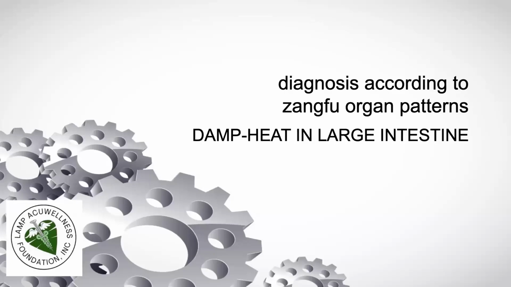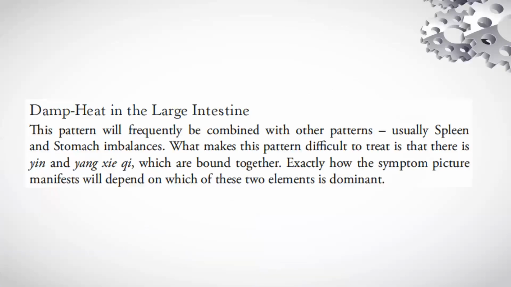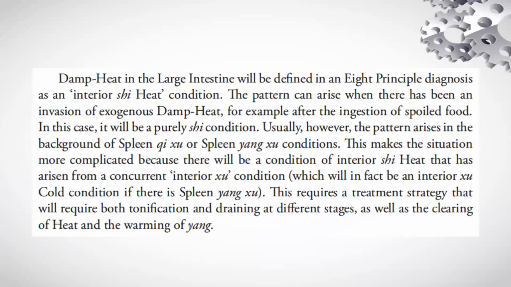We continue with diagnosis according to Zangfu organ patterns. This time we talk about damp heat in the large intestine. This pattern will frequently be combined with other patterns, usually spleen and stomach imbalances. What makes this pattern difficult to treat is that there is a yin and a yang pathogenic factor which are bound together. Exactly how the symptom picture manifests will depend on which of these two elements is dominant.